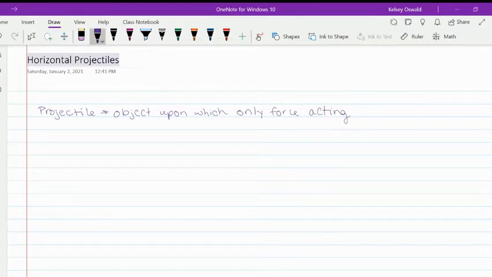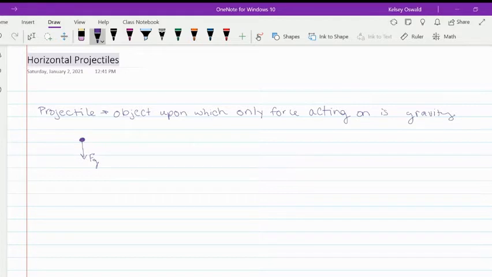So when we're talking about something in projectile motion, our only force acting on that object is going to be gravity. Okay. So that means we're probably most likely in the air. And we know gravity always points straight down. So the only force acting on our object here is that force of gravity pointing downward.